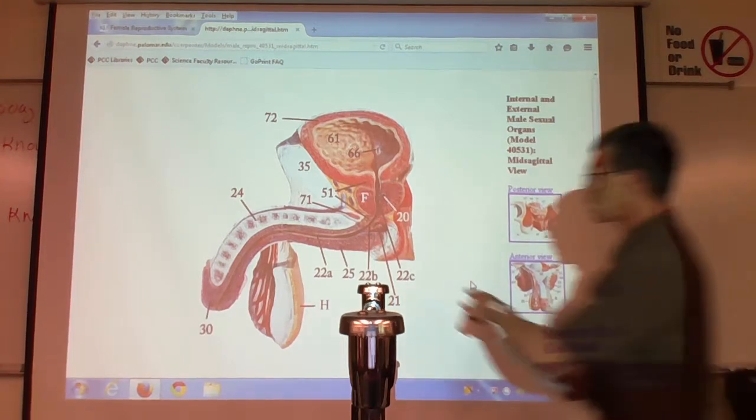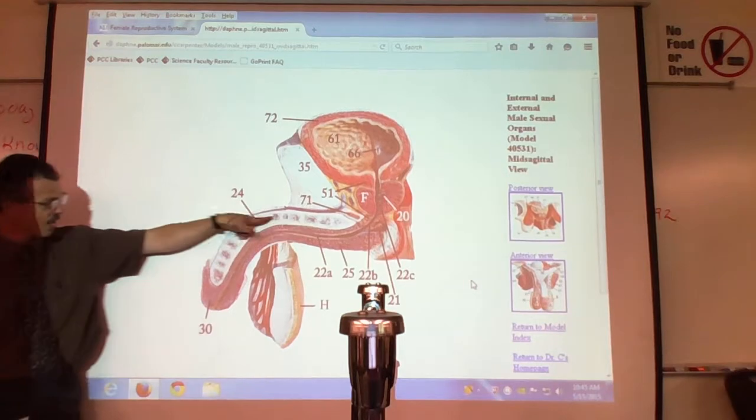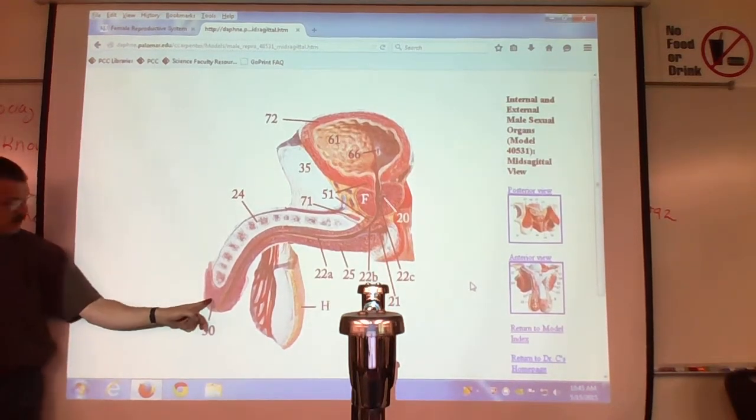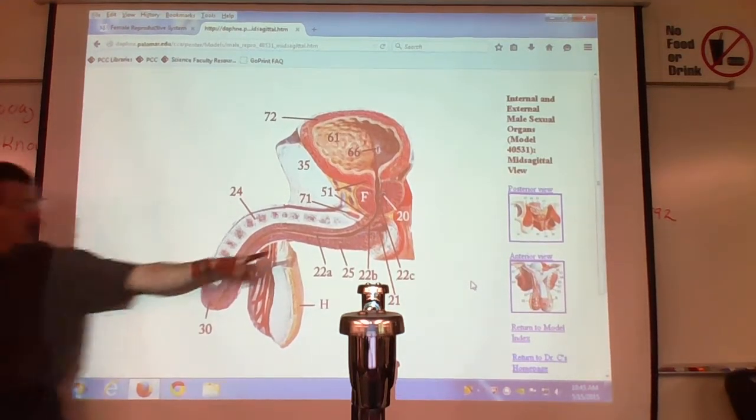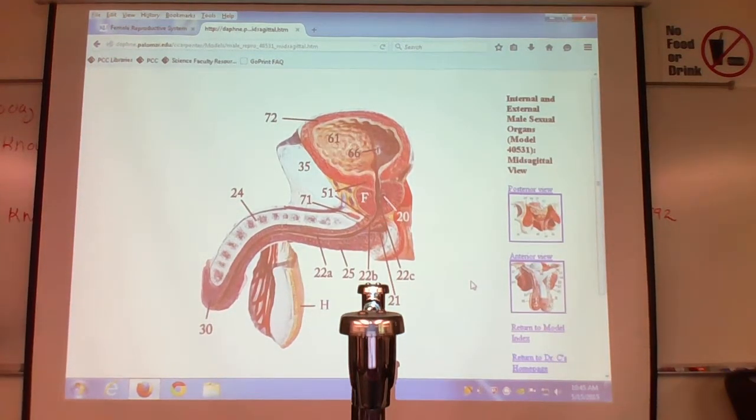So 25 would be spongy, corpus spongiosum. 24 is the cavernosa. This one's been circumcised, so 30 is just the glans. And the bulb would be here, root, shaft. Make sense? The crus, we're not able to see. The crus you can't see, it goes laterally.